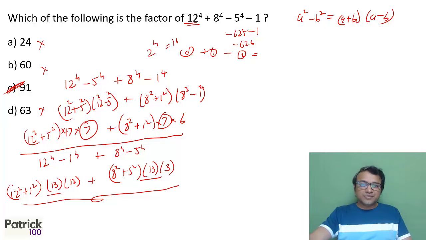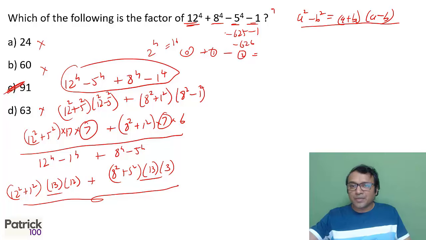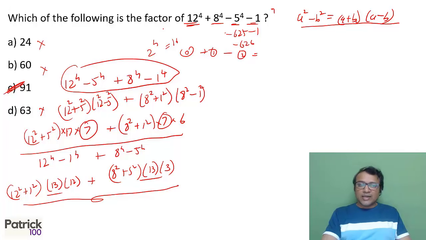C option. So if you understand this formula, you can actually make out that since 12 minus 5 is 7 and 8 minus 1 is 7, therefore the number will be a multiple of 7 because of this formula. Same way, if you add it up, 12 plus 1 is 13, 8 plus 5 is 13, so a multiple of 13. So a multiple of 7 and a multiple of 13 gives you 91.